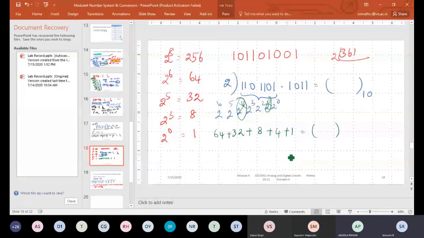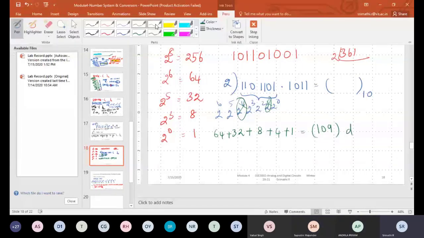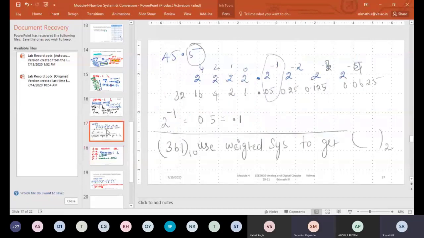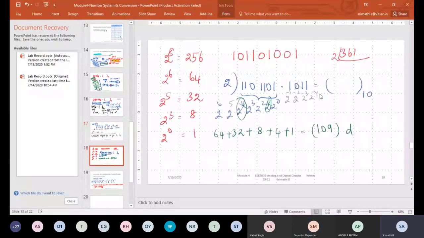Guys, add it up and tell me. 109. 109 decimal. So now after the decimal point we know what this is. This is 2 power minus 1, 2 power minus 2, 2 power minus 3, 2 power minus 4. And this we won't consider because that is 0. I have given here the positions: 0.5, 0.25, 0.125, 0.0625 like that, right?